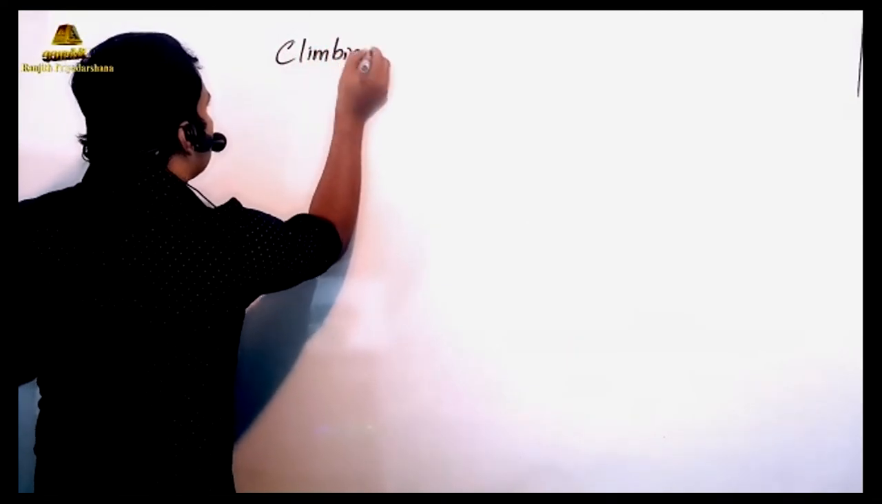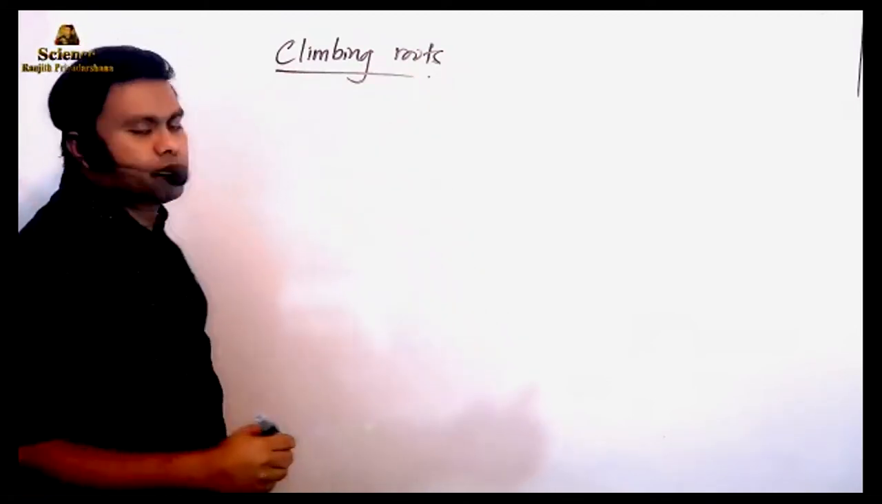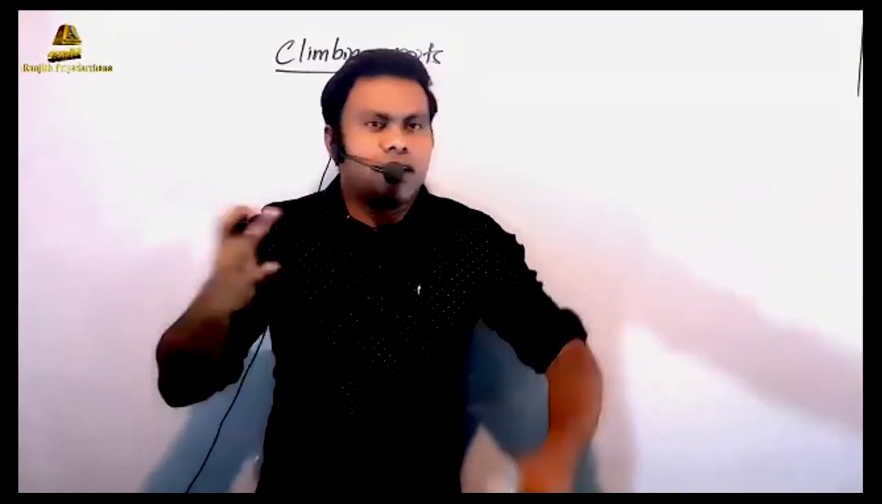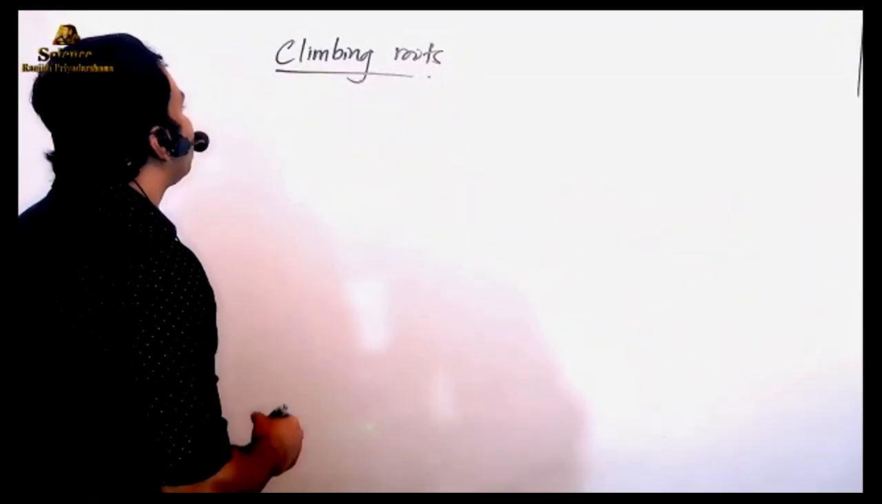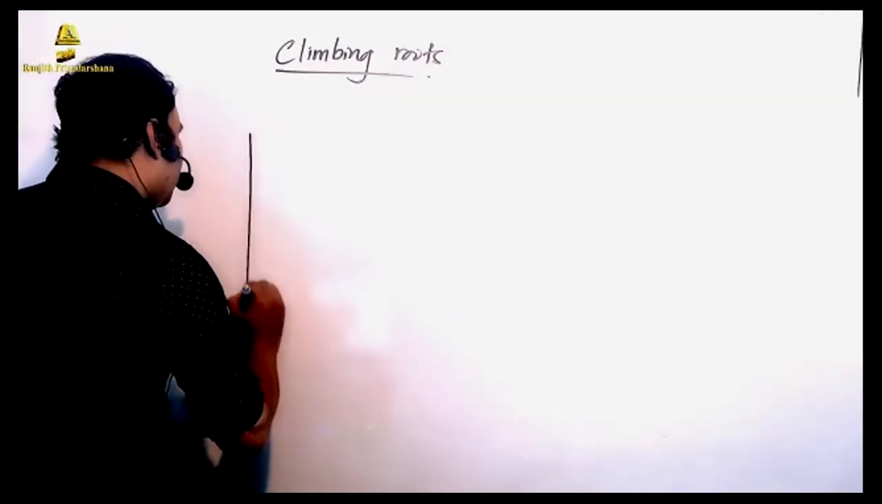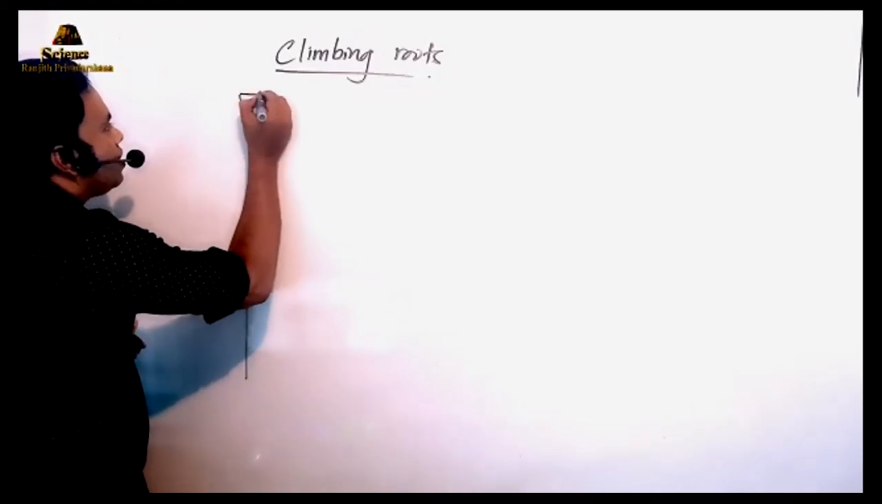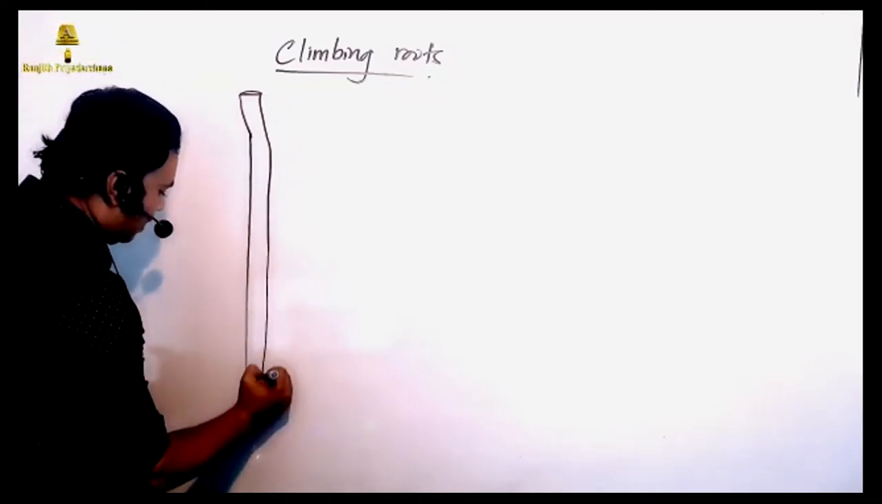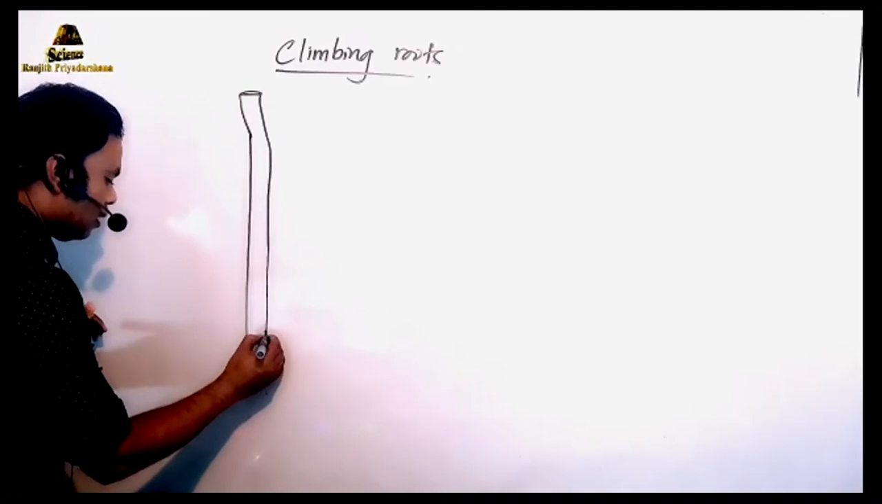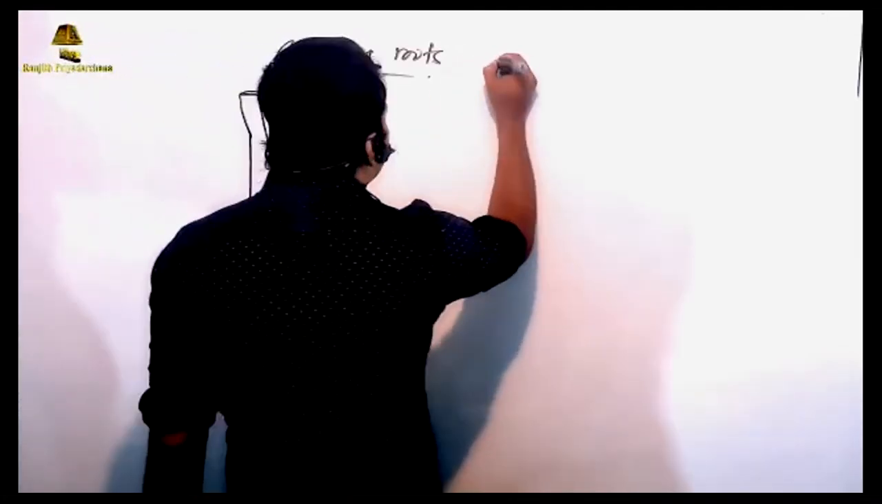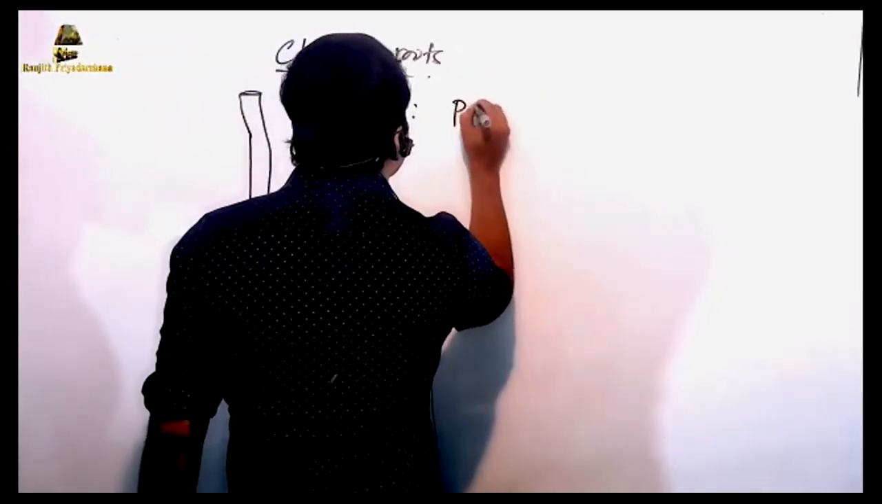Now, let's move to the next type of root. Very important. That's climbing roots. Climbing roots. Climb means to climb up. Climbing roots tend to climb the stem, attaching to another support stem. We have already installed this as a support for the plant. So, for example, put climbing root examples.